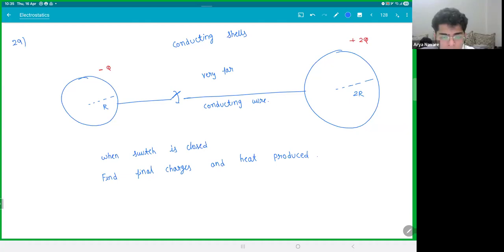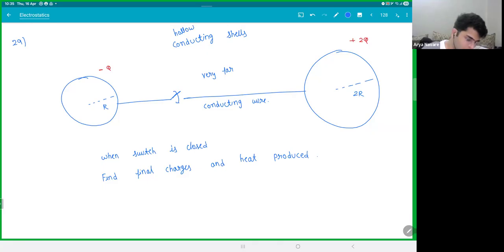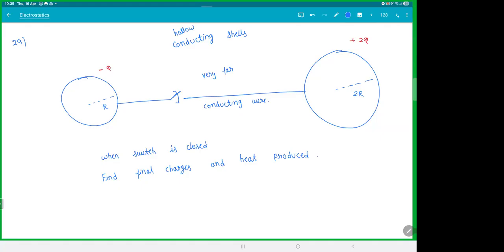So the spheres are solid or hollow? Hollow conducting shells. Okay. Whenever you connect two things, you always get the potential becoming the same. That's the main idea there. Okay, let's see the first charge part.